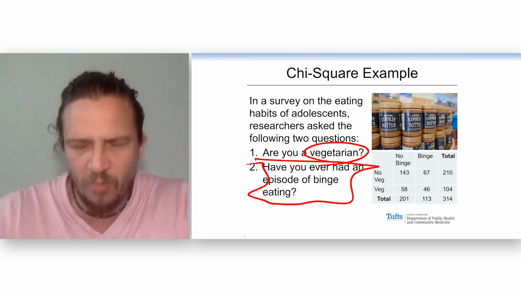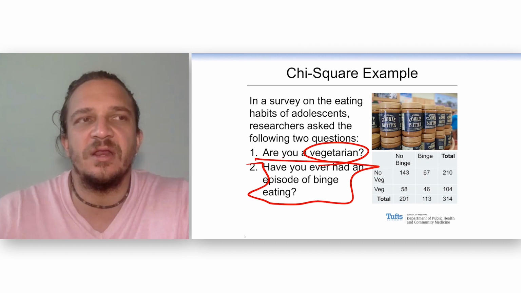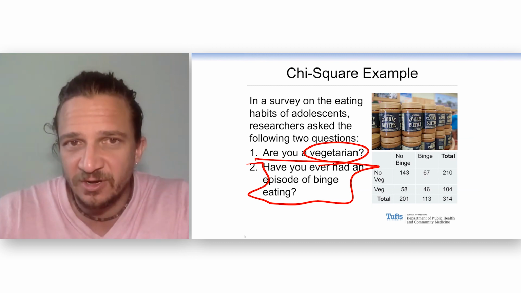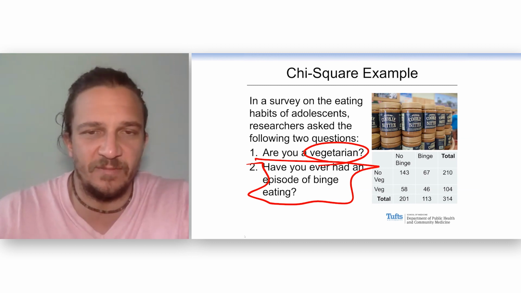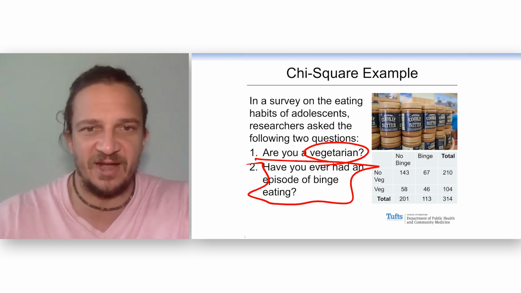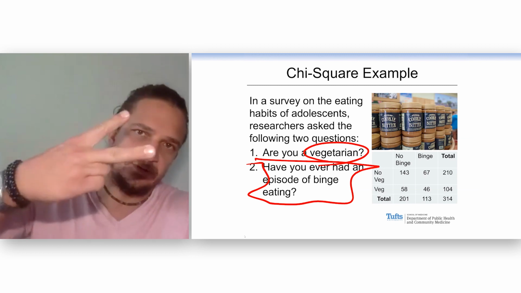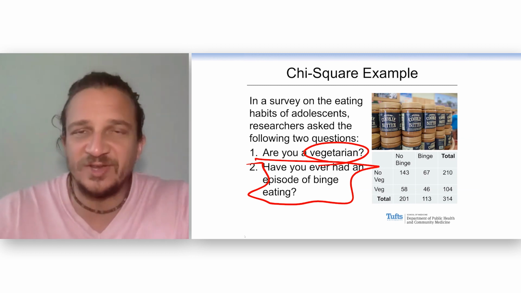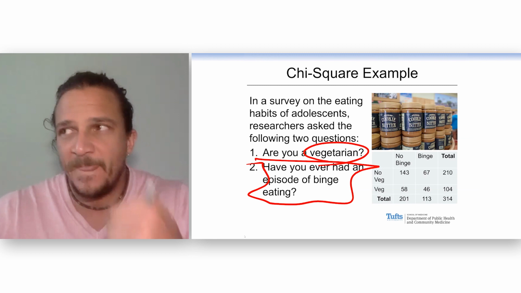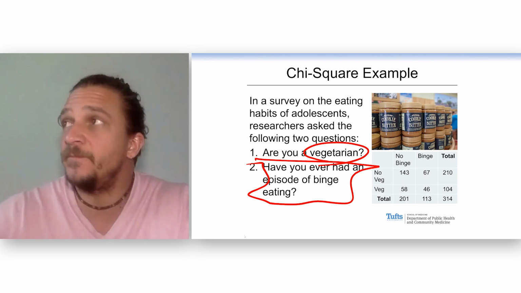We always start with, what is the research question? Is there a relationship between being a vegetarian and ever having had an episode of binge eating? And then we think about, how many variables do we have? Two. And what types of variables are they? Well, one variable is vegetarian.